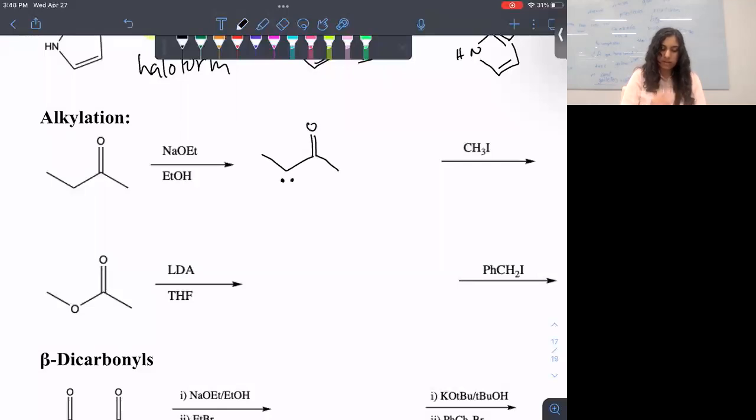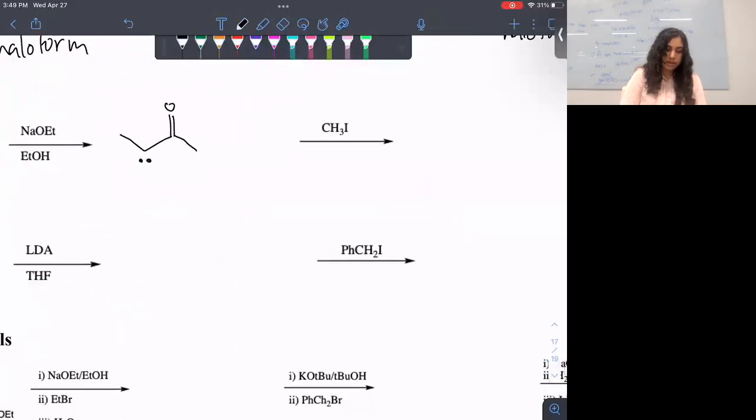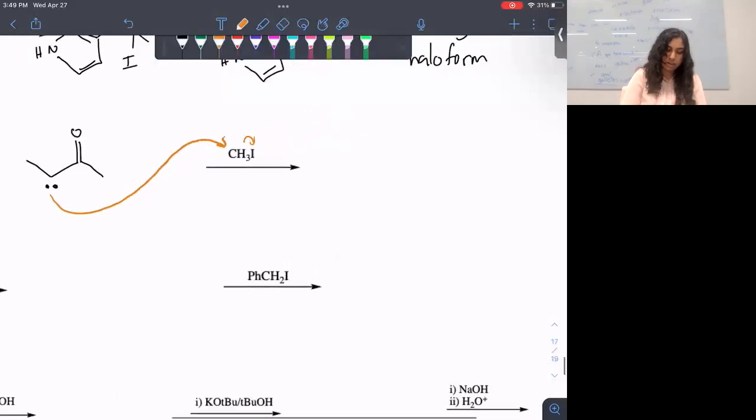So I'm going to express the enolate just like this. You can draw it as a lone pair or as a double bond. Now that I have this nucleophilic carbon, I'm just going to attack whatever electrophile there is in solution. In this case, we have methyl iodide. So I attack the carbon, the iodine leaves, and then we just get a methyl substituted onto the alpha carbon. And that's it. We just alkylated the alpha carbon.